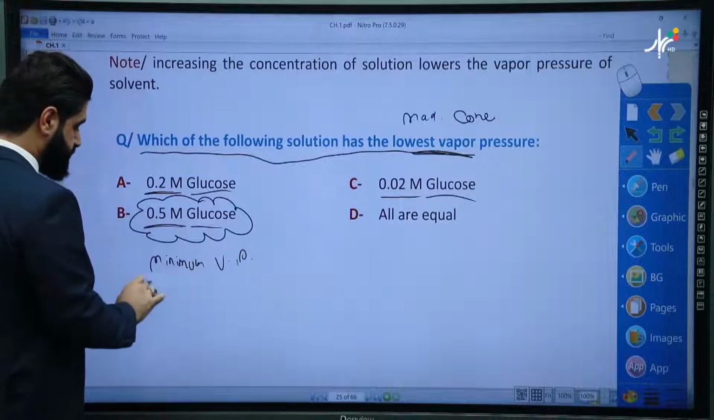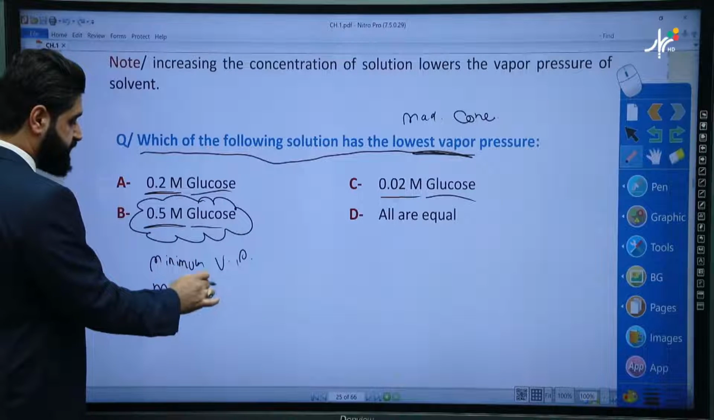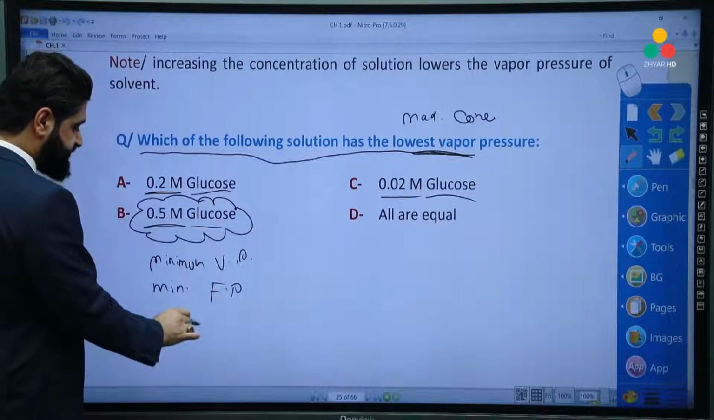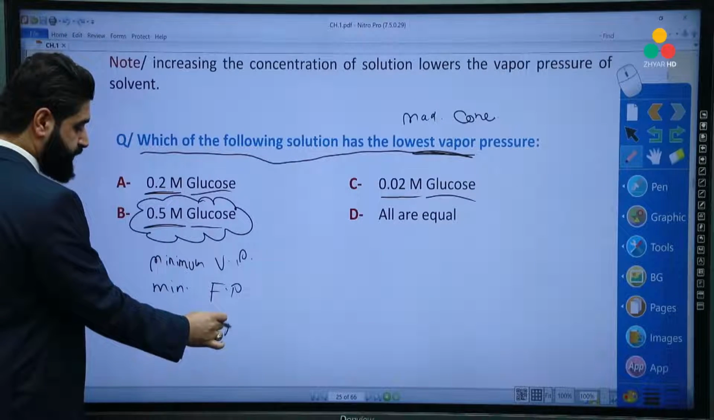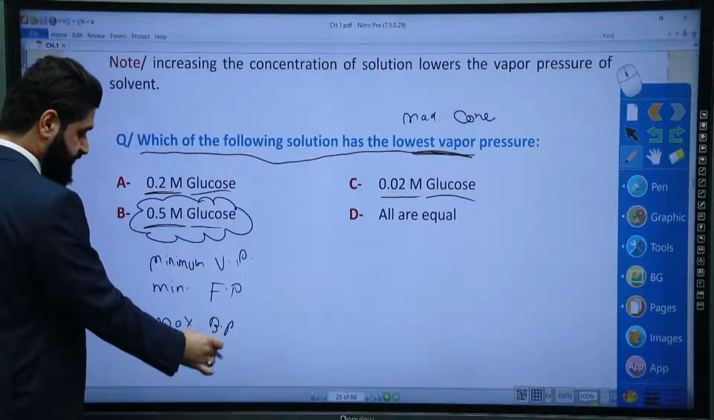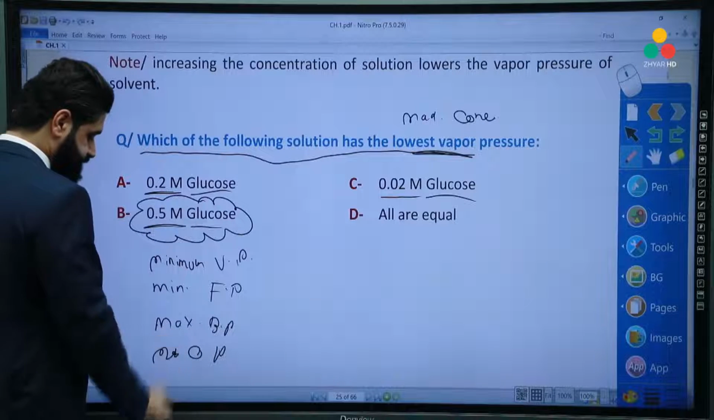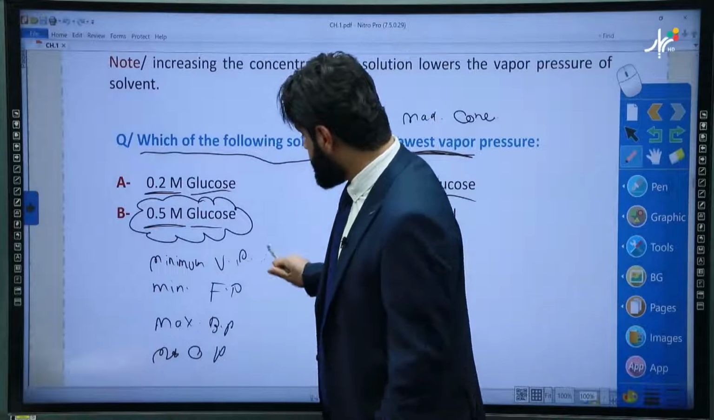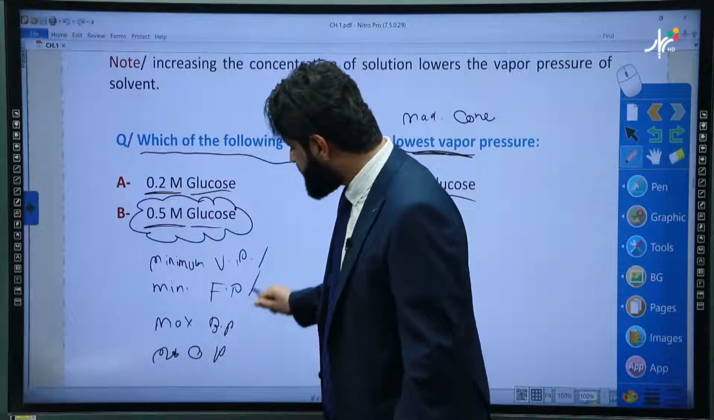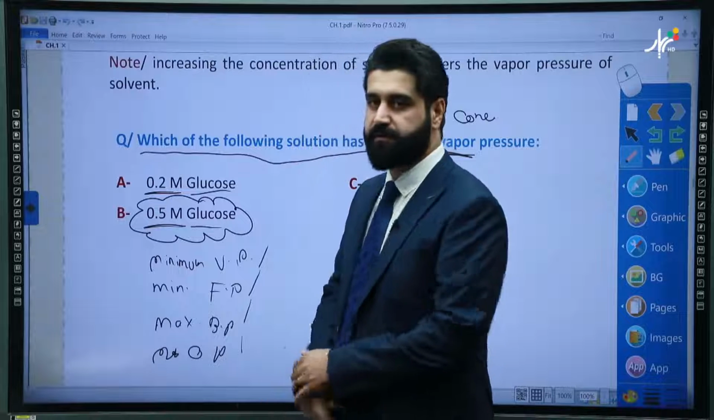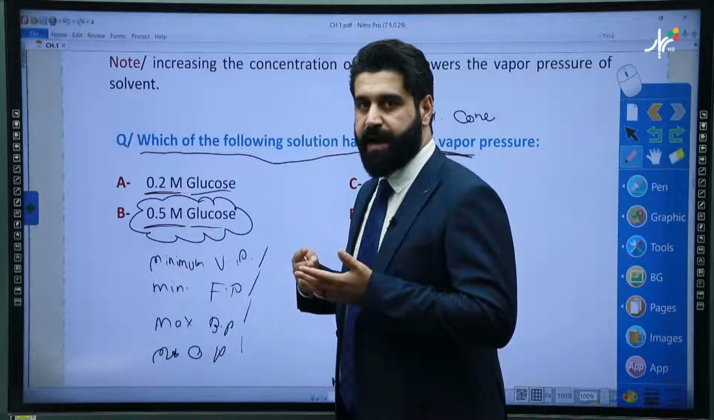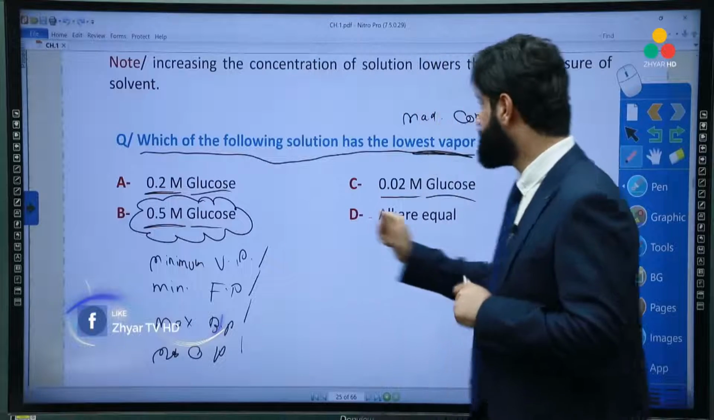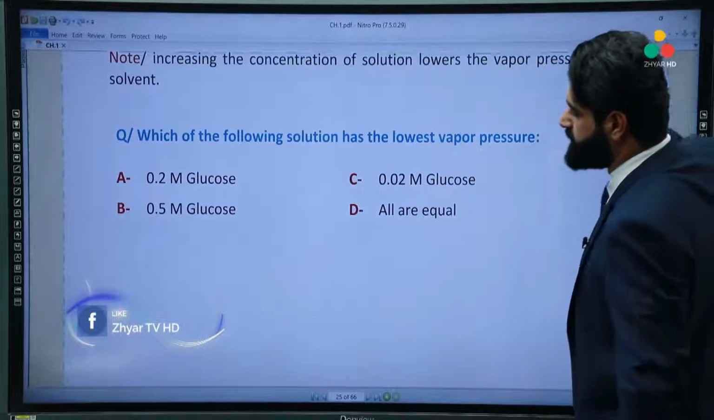vapor pressure, minimum freezing point, maximum boiling point, and of course maximum osmotic pressure. So each of the following expressions, minimum vapor pressure, minimum freezing point, maximum boiling point, maximum osmotic pressure, is answered by maximum concentration. So we just finished vapor pressure.